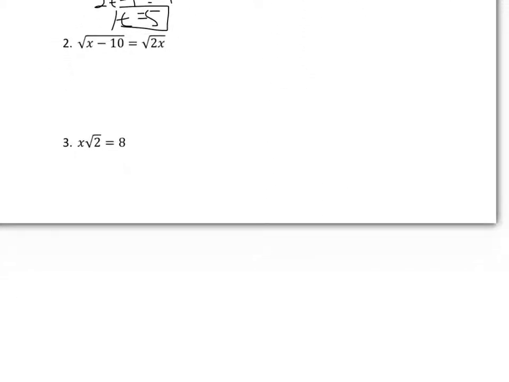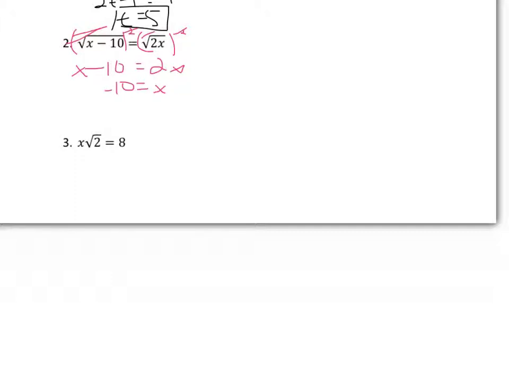Next problem. Now we've got 2 roots in here. It's still not overly difficult because both of our square root terms are already isolated, so we could just square both sides. All these go away. That makes this very simple. x minus 10 equals 2x, and x equals negative 10.